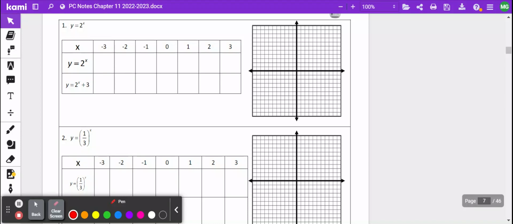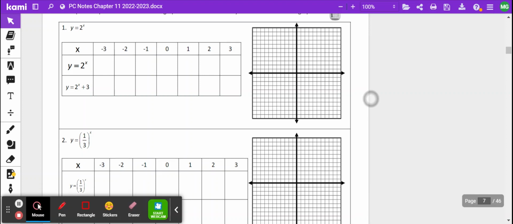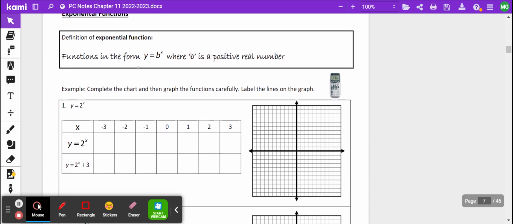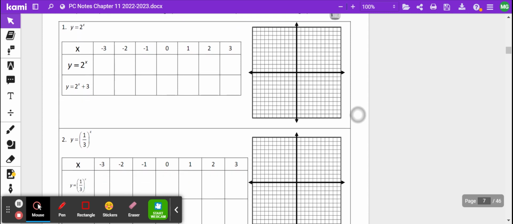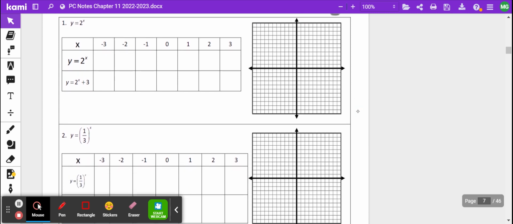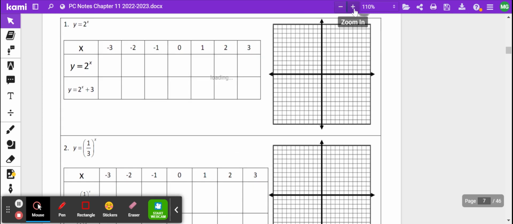Hi, everybody. What we're going to be studying today will be exponential functions. And as you can see at the top of the paper, exponential functions basically are in the form of y equals b to the x, where b is going to be a positive real number. So the first thing we're going to do is graph these values so we can get an idea of what exponential functions look like.